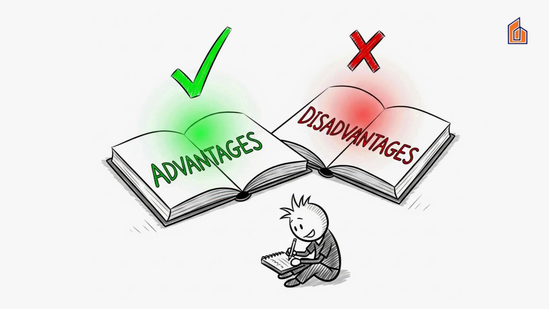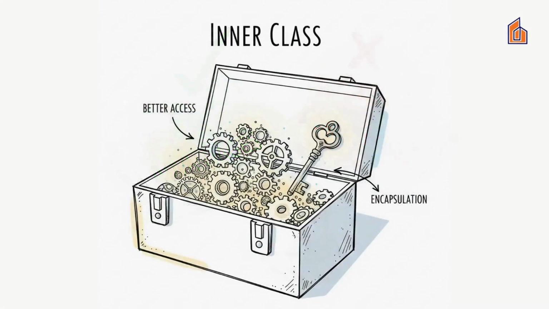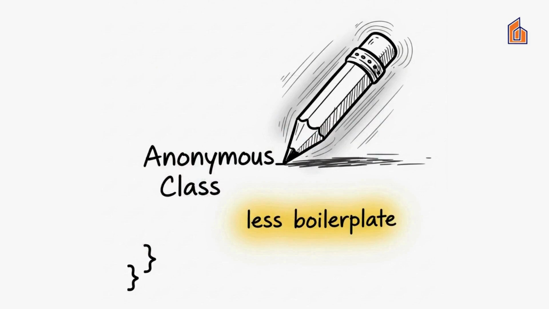Before moving with the code, let's understand the advantages and disadvantages of inner and anonymous class. Inner classes make code more organized and give better access to the outer class members, which improves encapsulation. Anonymous classes are even shorter. They reduce boilerplate when we need a one time use class, especially with interfaces.